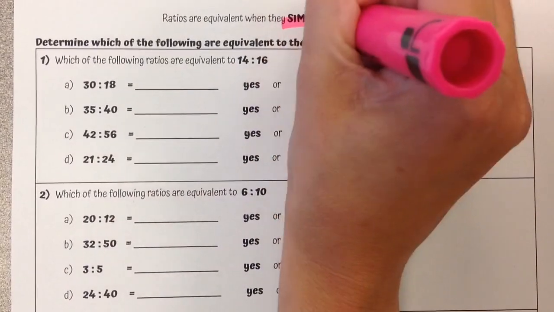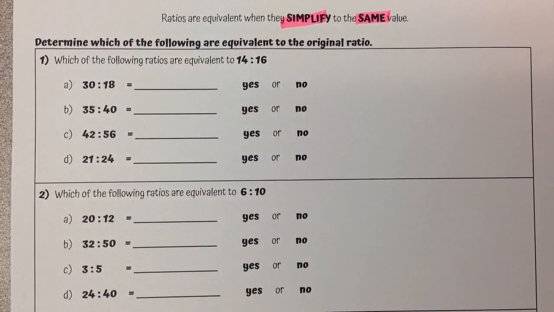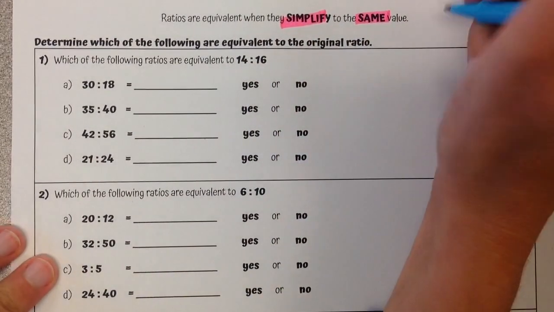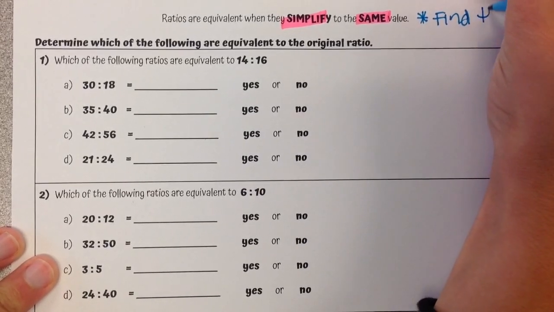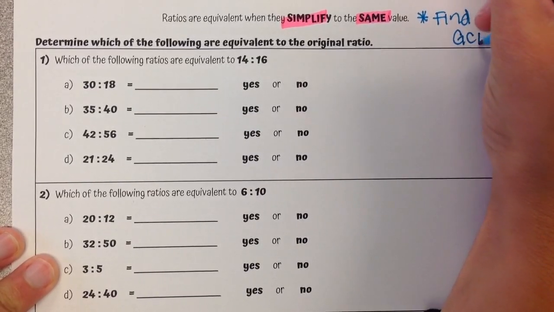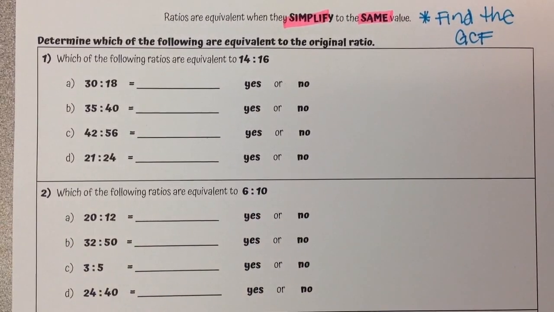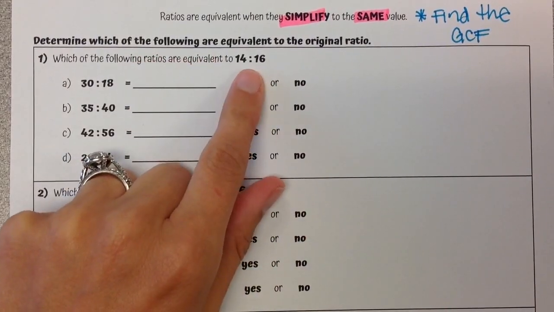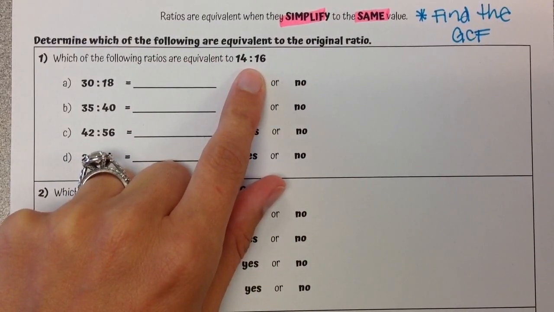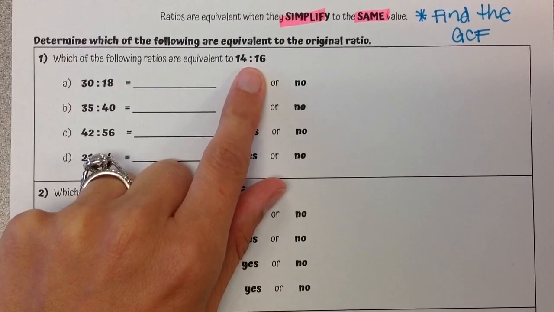So if we simplify them fully by finding that GCF, I'm going to put a little note here. Find the GCF. Then if you divide them and they simplify to the same value, they are equivalent. So we are going to start off for number one, which of the following ratios are equivalent to 14 to 16? So we're going to simplify this ratio first.